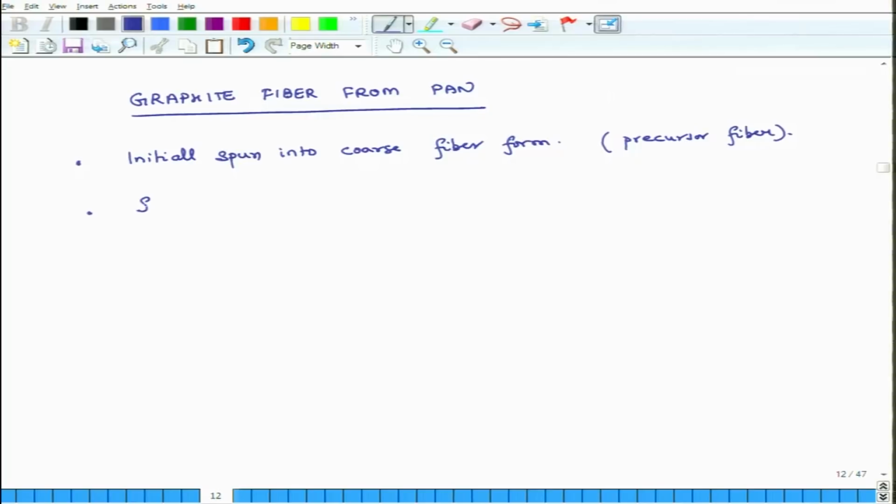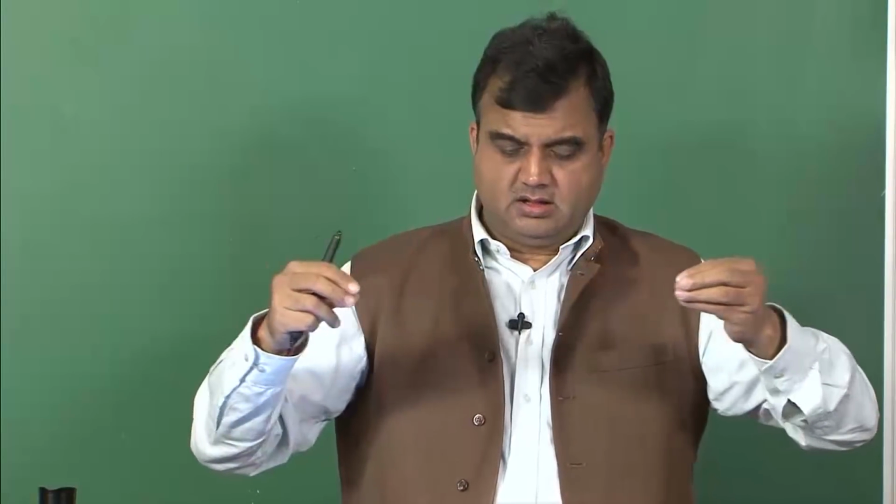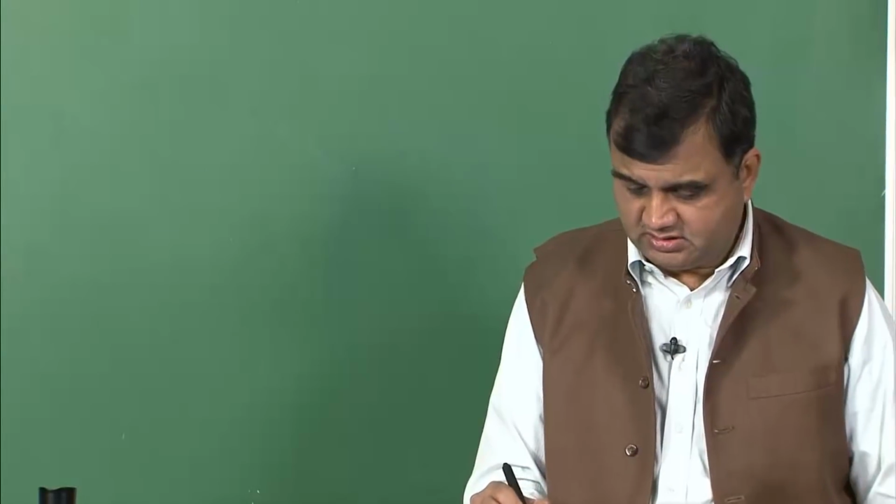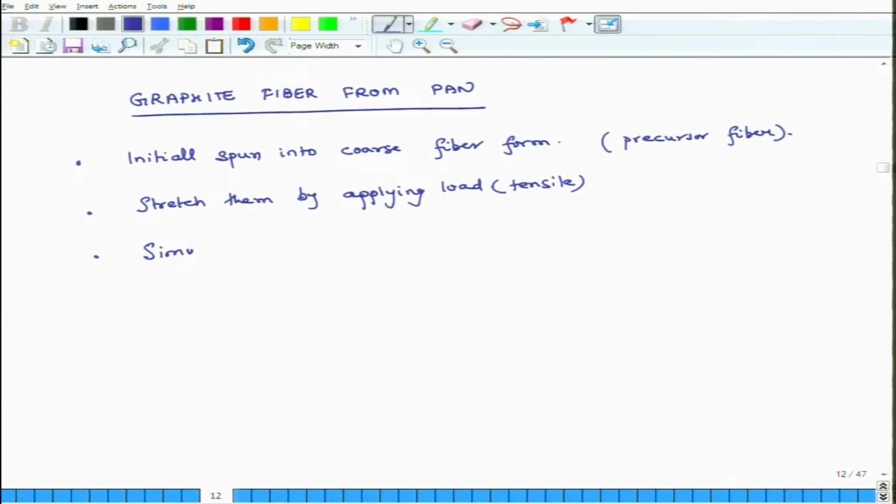Then you stretch them by applying load. What type of load? Tensile load. So, you have a fiber and you stretch it by applying some tensile load, and in that process the molecules of carbon start aligning because of this external force. And while you are stretching, you also simultaneously apply heat. How much heat? 200 to 240 degrees C for 24 hours.